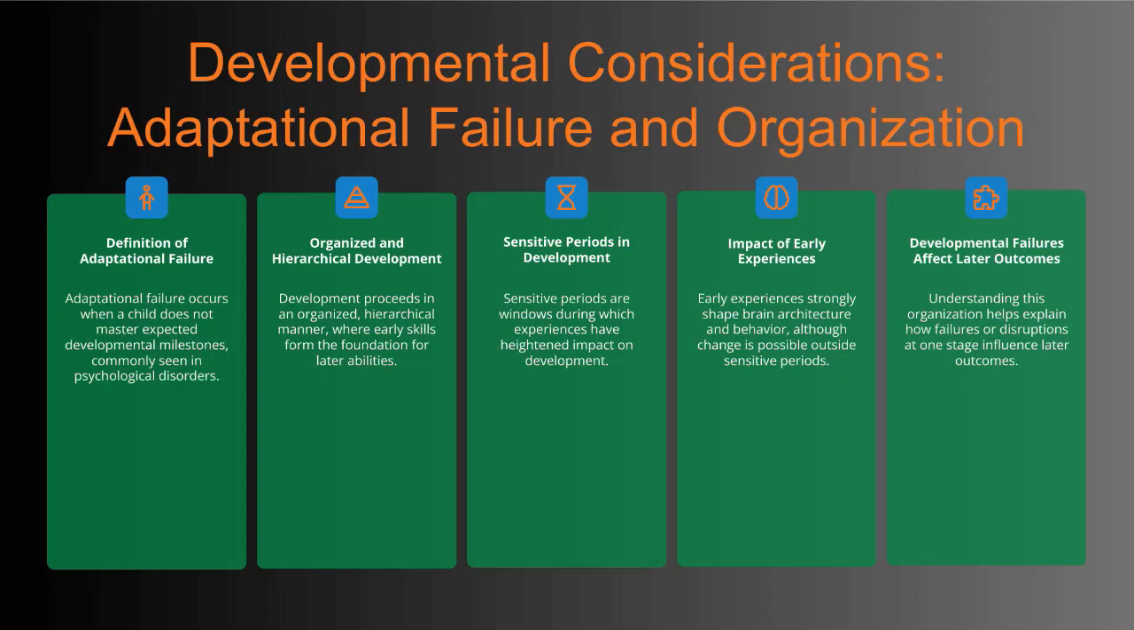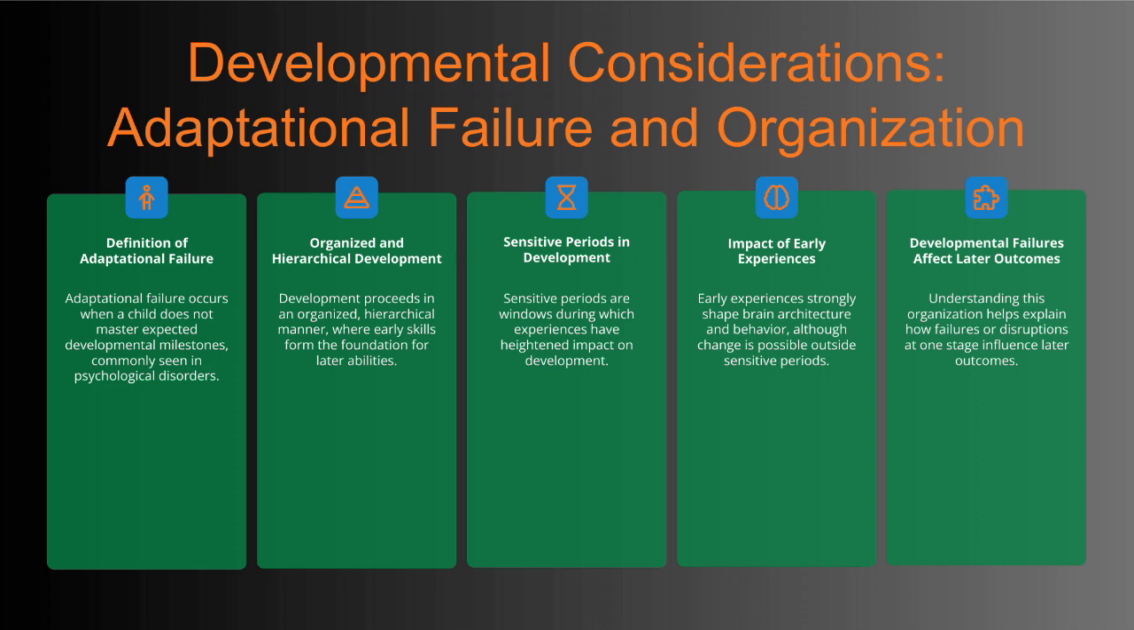Adaptational failure happens when a child doesn't achieve the developmental milestones expected for their age, and this is often seen in various psychological disorders. Development itself is organized and hierarchical, meaning that early skills build the foundation for more complex abilities later on.